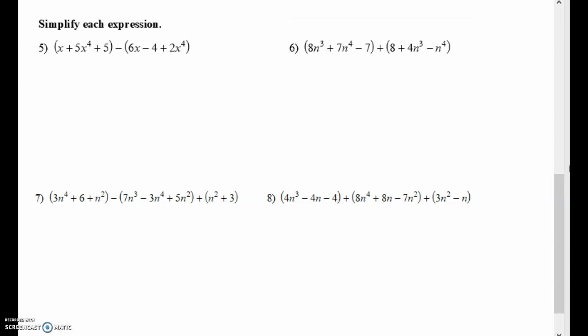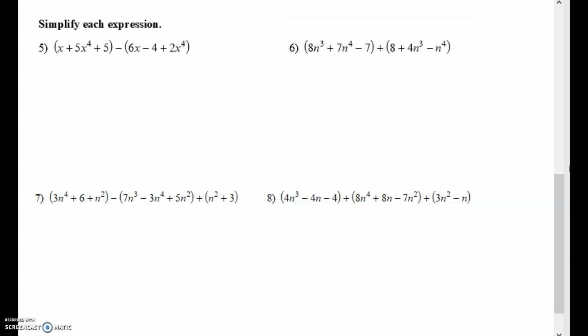My next largest one is going to be the 3rd, so that's going to be a positive 8, positive 4, 8 and 4 is going to give me a positive 12 n cubed. And then my constant is the last one, would be negative 7, positive 8 would give me a positive 1. Pretty easy? All right, next one. Let's take a look. Let me move that over there.